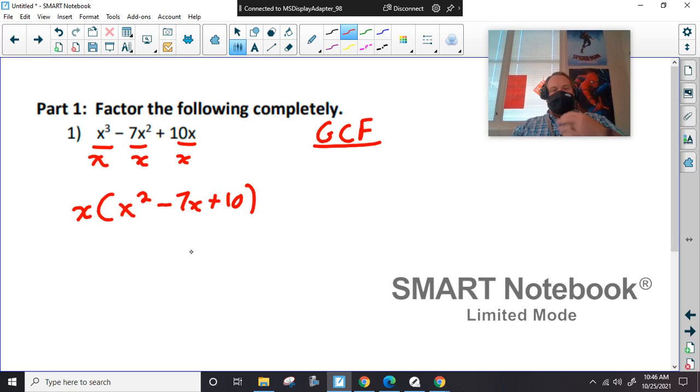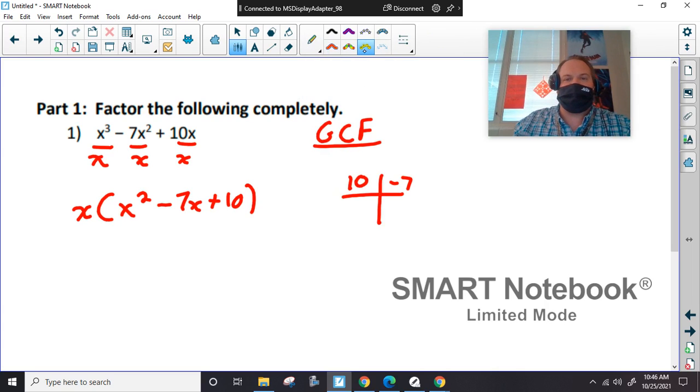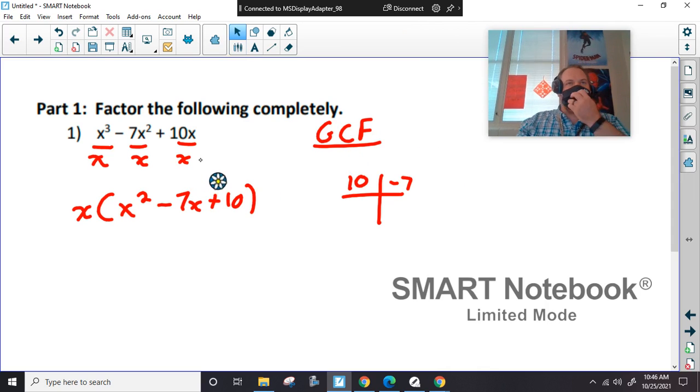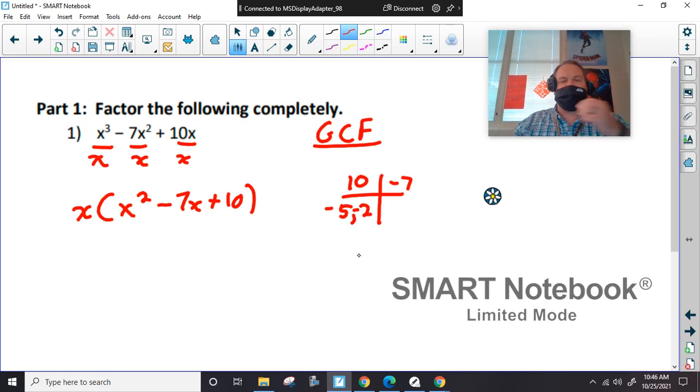all right, now this is where we need to think about this. This positive tells us our signs are the same. This tells us they're both negative. So what two numbers will multiply into 10? 5 and 2. So they would both be negative. So what is negative 5 plus negative 2? Negative 7. Yes. Remember, use of calculators are encouraged on the test.